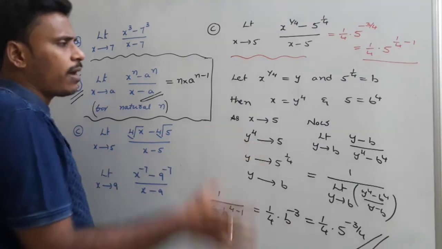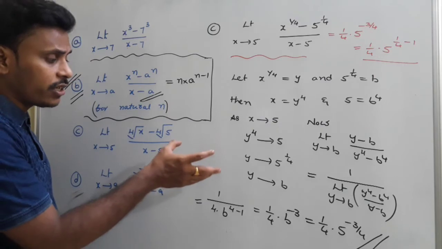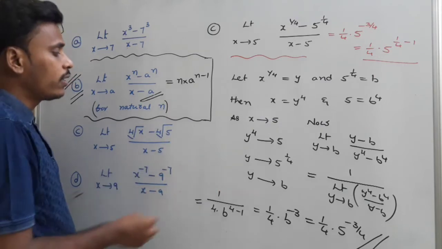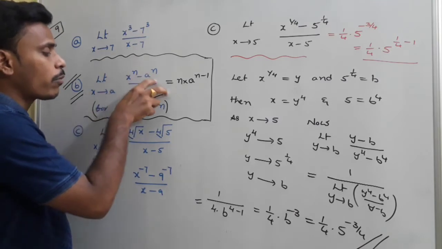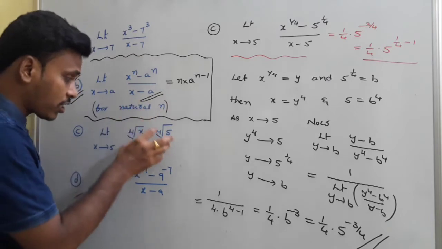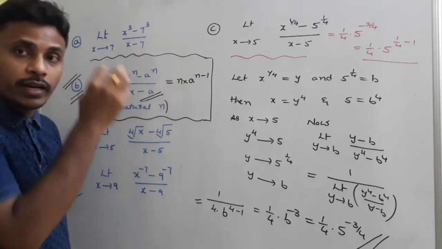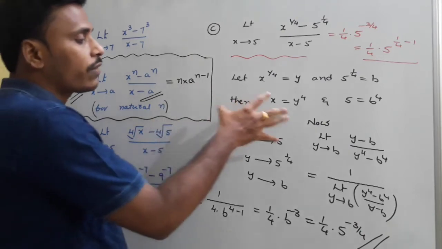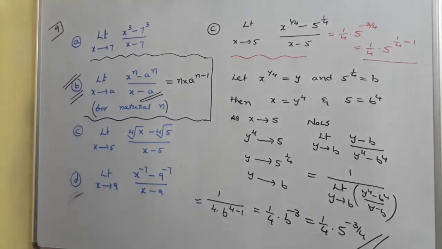This is just an example, explaining why the same formula is applicable for a rational number. The same formula is applicable for integers also. But to support that statement, I am just giving a few examples here. That is C, and then I will discuss D. Okay, have a look.